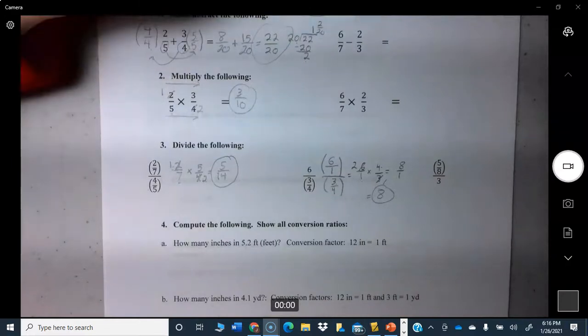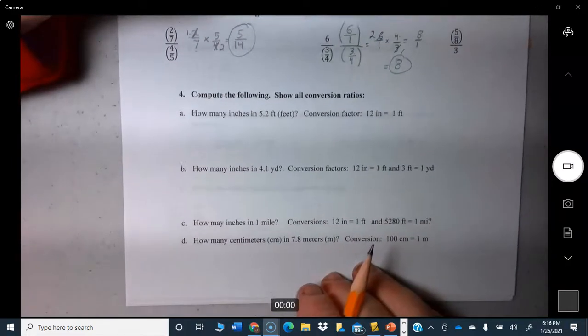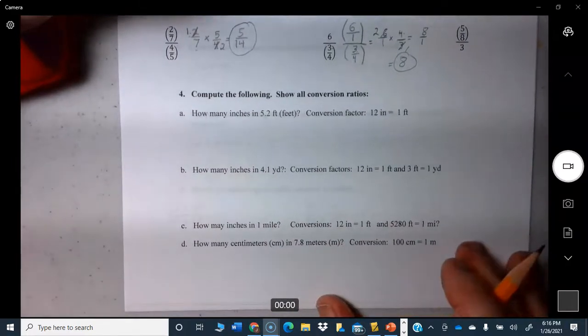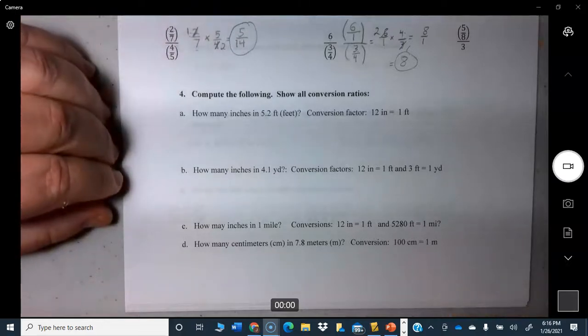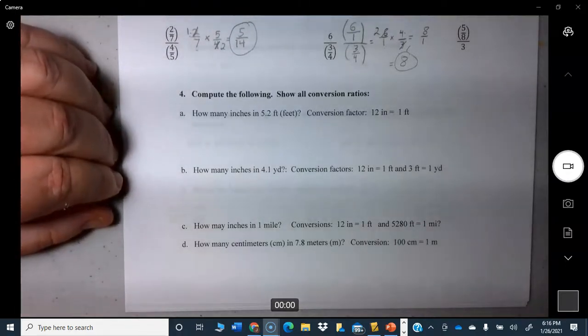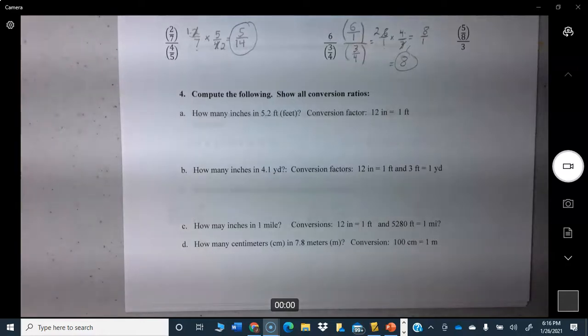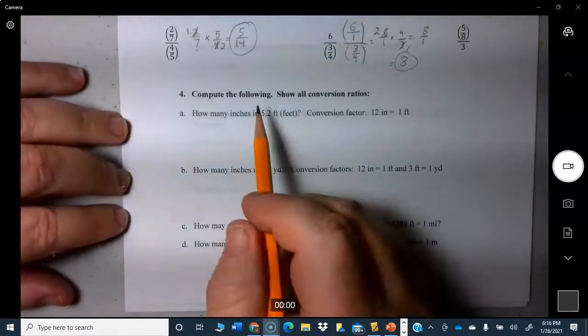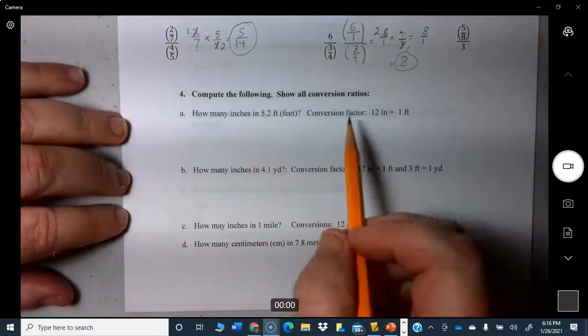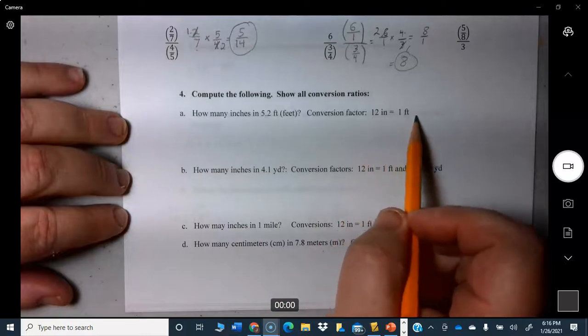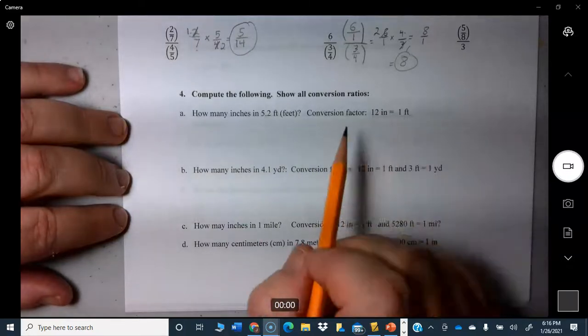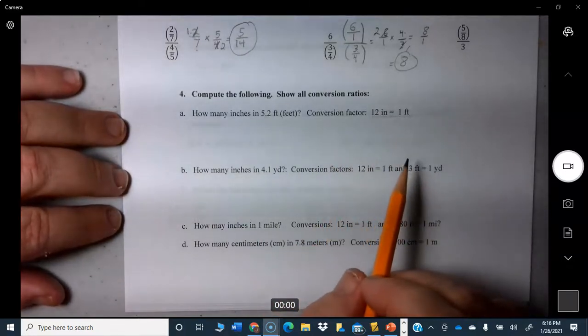All right. Okay, now number 4, really, really important to me that you set these up properly. And it's not the answer, it's the setup that I want to see you do properly. Okay, so how many inches in 5.2 feet? You have to have a relationship between those two called a conversion factor. There's 12 inches for every 1 foot.